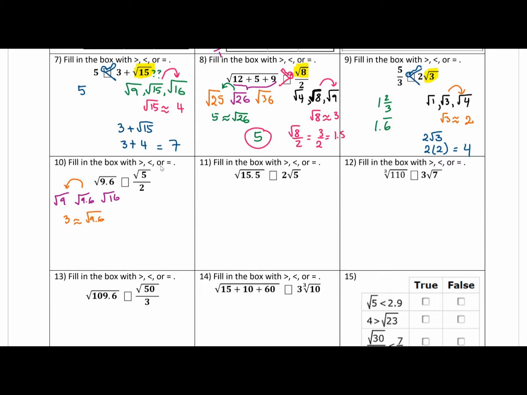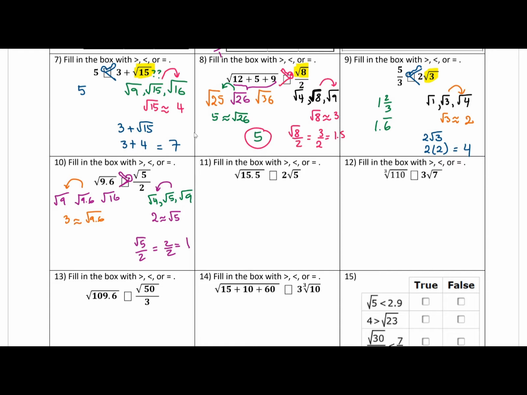We do the same with the square root of 5. So the square root of 5 stays in between the square root of 4 and the square root of 9. Okay, so 5 is closer to 4 than 9, so we round down. So that will be 2, roughly the answer of the square root of 5. So the square root of 5 over 2 is about 2 divided by 2, which is 1. Roughly about 1. So obviously 3 is bigger than 1, so the alligator is going to face the other way, and it will eat the square root of 9.6.